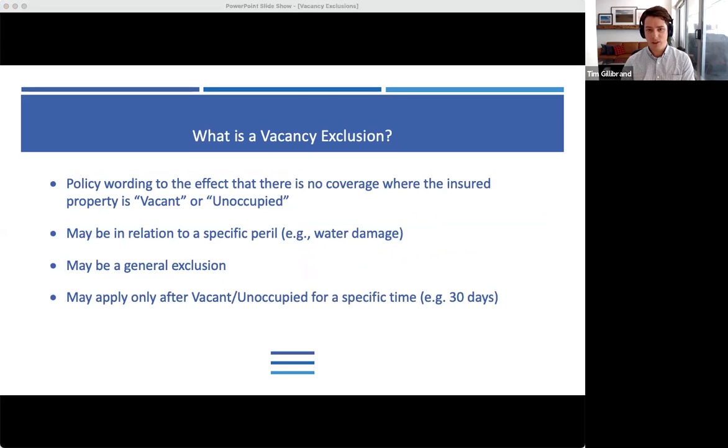Just to start off, I should touch quickly on what I mean by a vacancy exclusion. Policies will often have wording to the effect that there's no coverage in certain cases where the insured property is vacant. The policy may also use other words such as unoccupied. It's a bit of an oversimplification because it is a complicated issue, but generally these exclusions are treated as applying to situations where nobody's actually residing at the property. And there's no standard form of vacancy exclusion in residential policies, which creates some difficulty when it comes to interpreting these clauses.